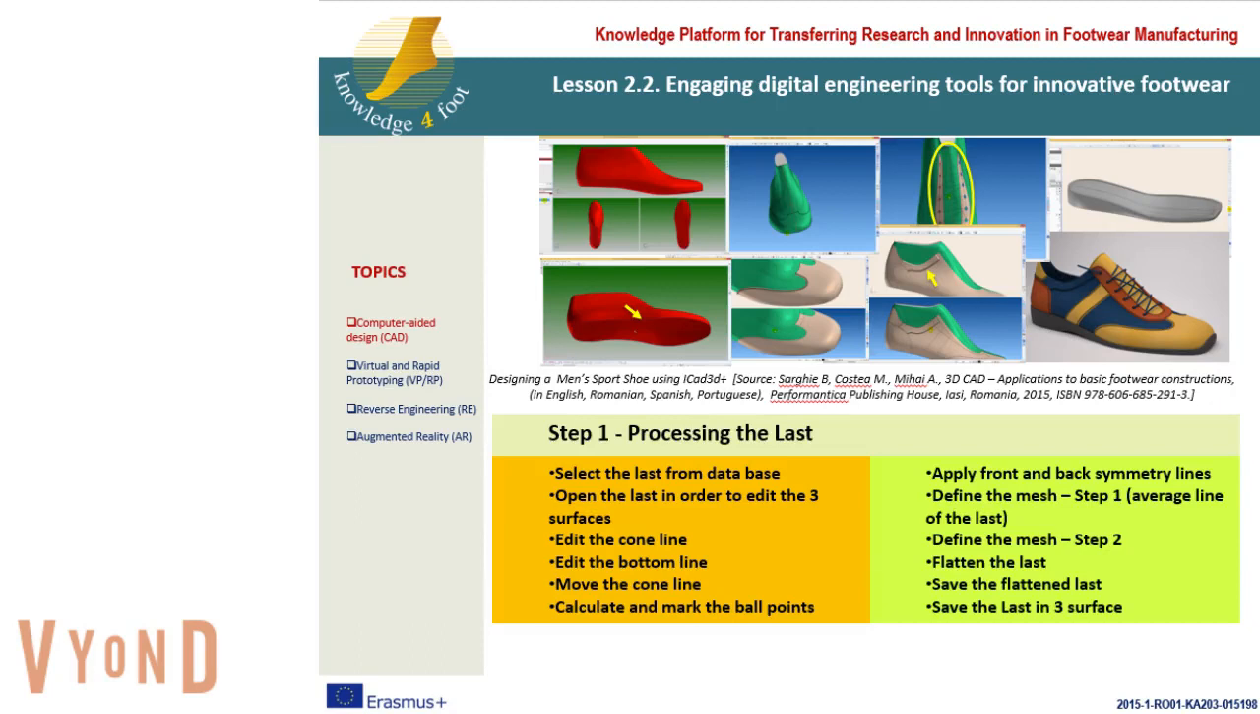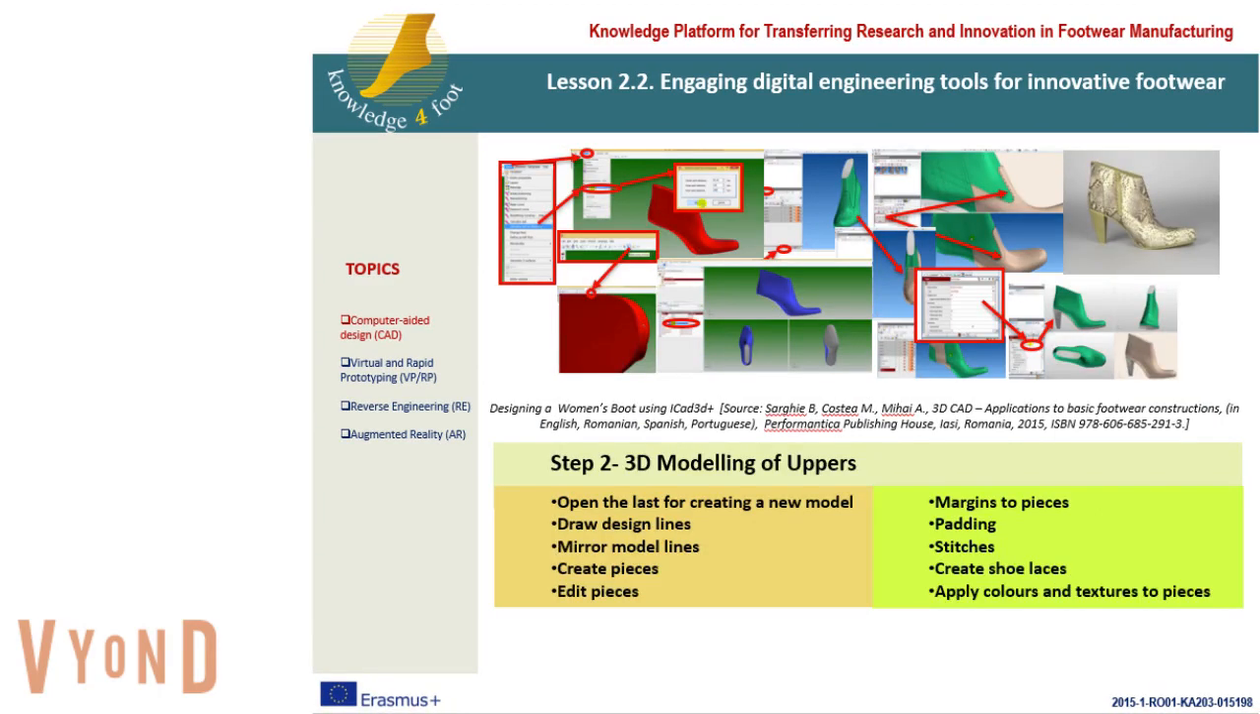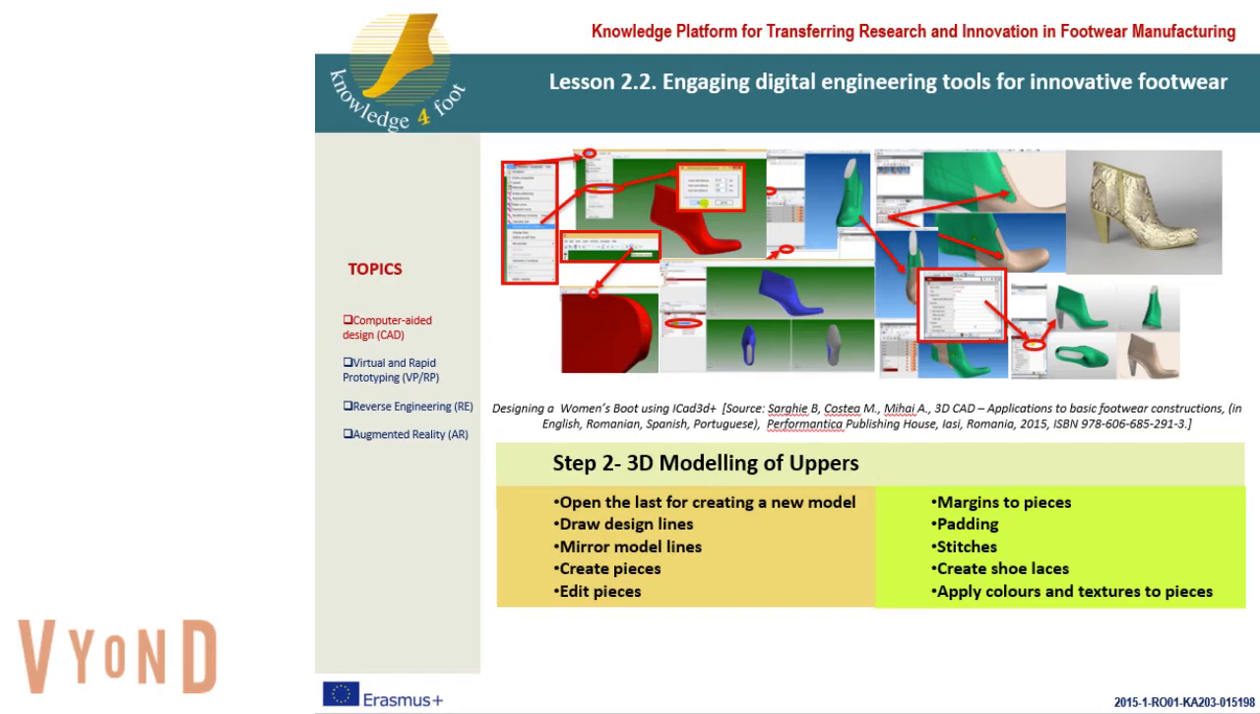Step 1, average line of the last. Define the mesh. Step 2. Flatten the last, save the flattened last, save the last in 3 surface. In order to do 3D modeling of uppers with iCAD 3D Plus software, the following actions should be considered. Open the last for creating a new model, draw design lines, mirror model lines, create pieces, edit pieces, margins to pieces, padding, stitches, create shoelaces, apply colors and textures to pieces.